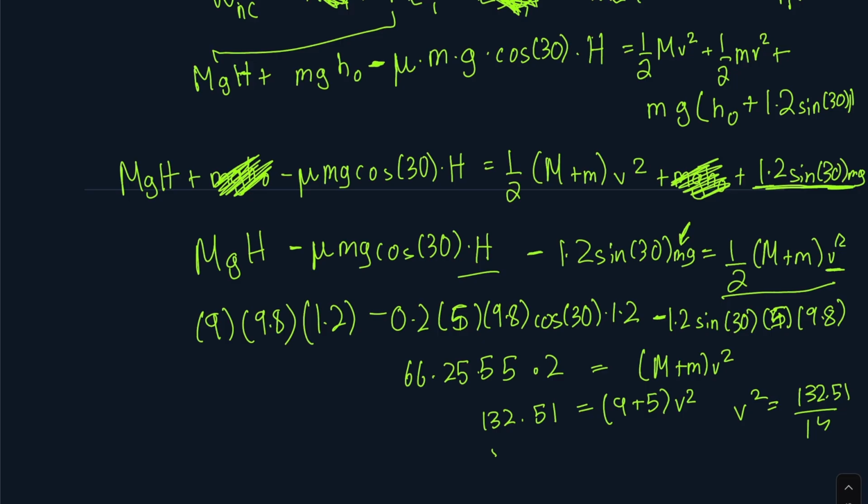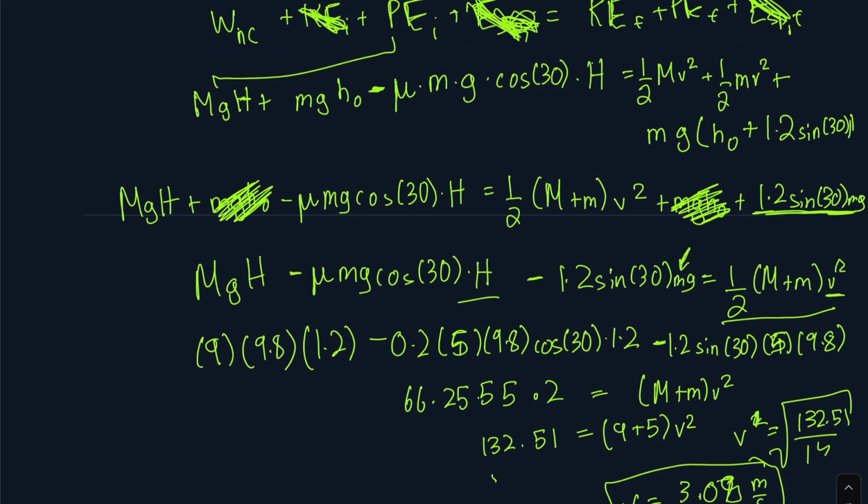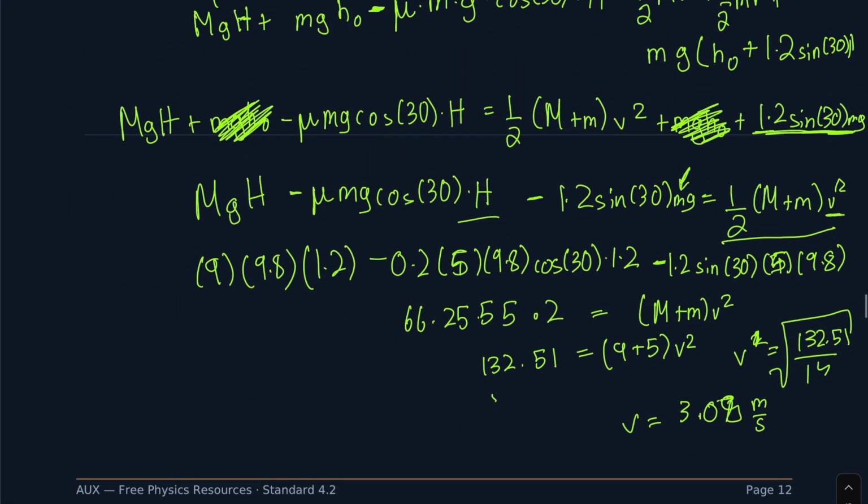And then you take the square root of that. So let me take the square root of this, and your velocity is 3.07. So I can just round this up to 3.1 meters per second. You see how many variables you have here? You definitely need to keep track very carefully.